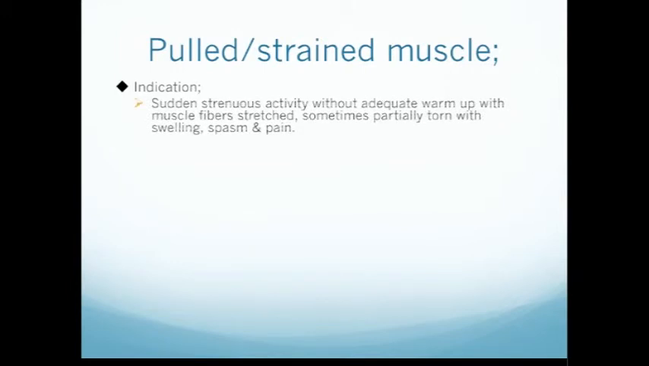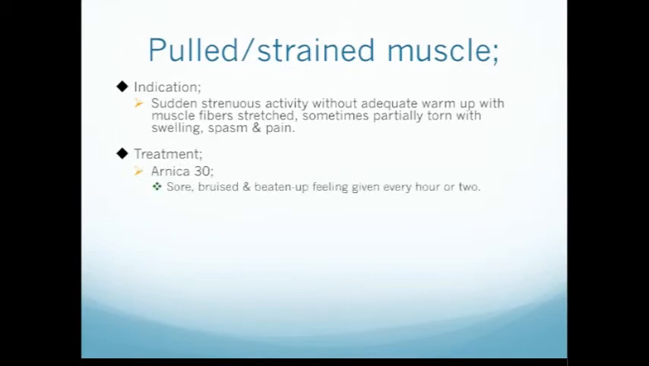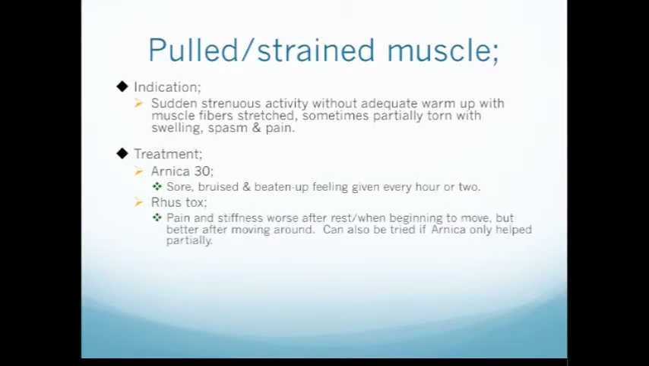Pulled or strained muscle. Sudden strenuous activity without an adequate warm-up can cause muscle fibers to be stretched, sometimes partially torn, with pain, swelling, and spasm. Arnica 30 can be helpful for sore, bruised, beaten-up feeling given every hour or two. Rust Tox is also helpful.